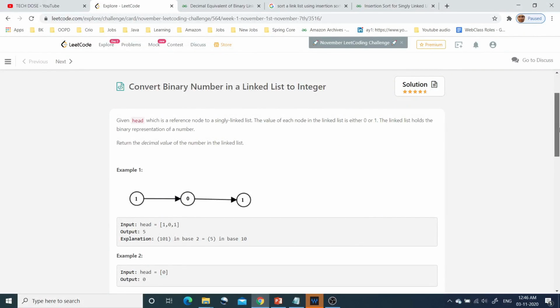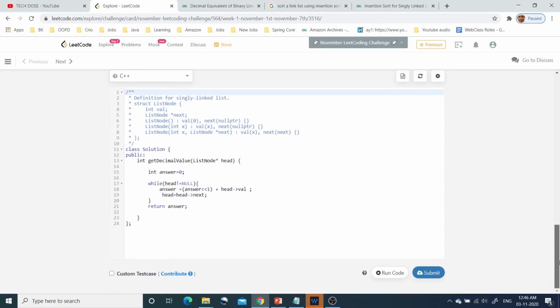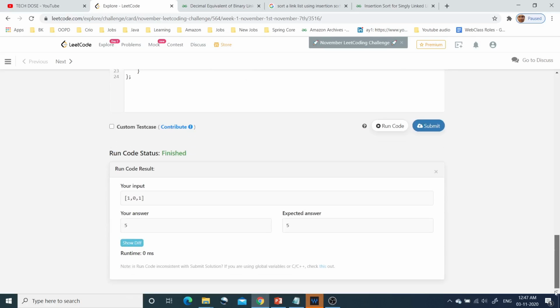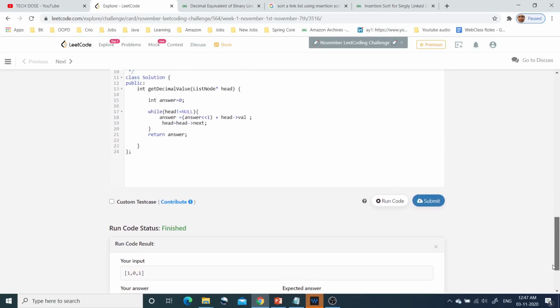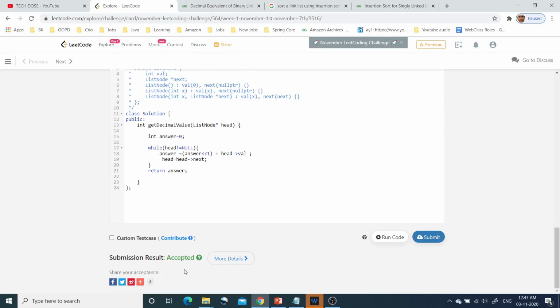Now let's see the code. So I have written the code that we have discussed. So here answer is 0, and while head is not equal to null, we are saying answer equal to answer left shift 1 plus head arrow value. And we are moving head in each iteration. And after that, we are returning the final answer, that is the final integer value. So let's run it and we see that there is no error. And let's submit the code. So the answer is accepted.